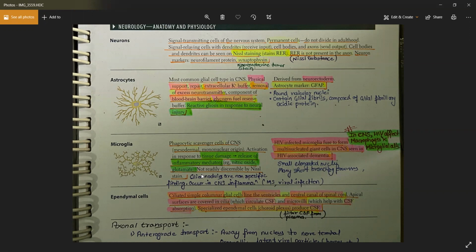Can you repeat that, please? The glial nodules are formed by the microglial cells, the macrophages, and the reactive gliosis is caused by the astrocytes. The reactive gliosis is done in order to repair the tissue, and the glial nodules are formed to cause the inflammation.